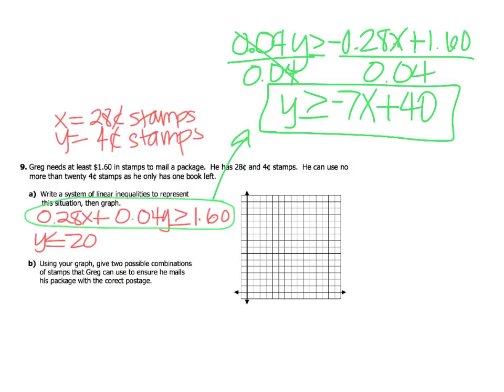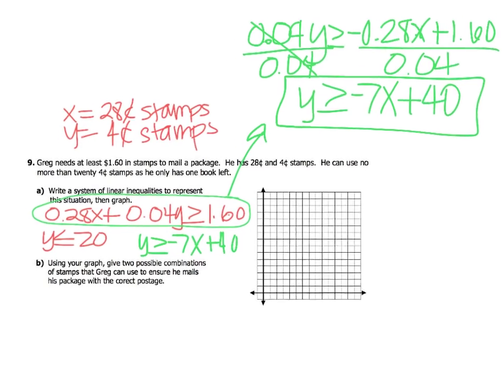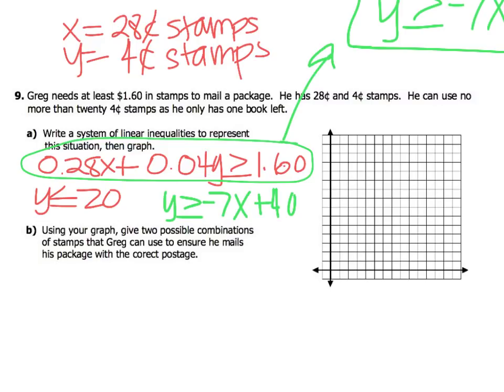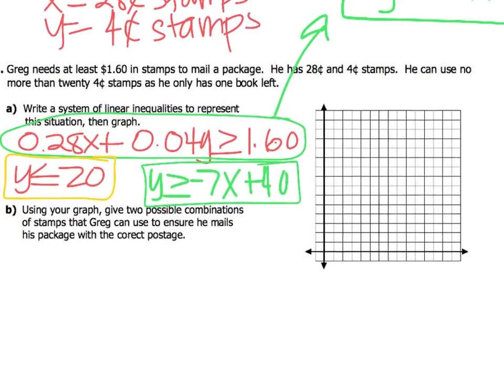All right, so I'm just going to write it down here, so when we zoom back in, we can still see it. So y is greater than or equal to negative 7x plus 40. All right, that is our equation in slope-intercept form. Now I'm going to zoom back in. All right, so there is our first inequality we want to graph. And then our second one would just be y is less than or equal to 20. All right, so we want to graph this on our graph right here.